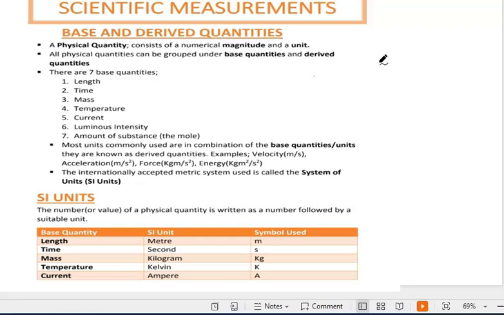Maybe some may be wondering, what is this so-called measurements? Measurement refers to the process of finding the size of a physical quantity. It is as simple as that, friends. It is just a process of finding the size of a physical quantity. Is measurement important? Of course it is.